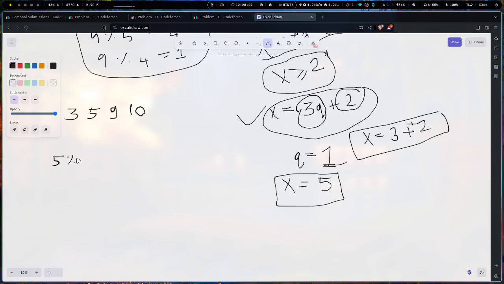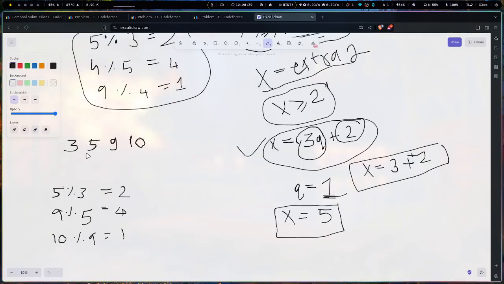5 modulo 3. 9 modulo 5. 4. 10 modulo 9. 1. 2 4 1, 2 4 1. See, this works. But there is one problem.